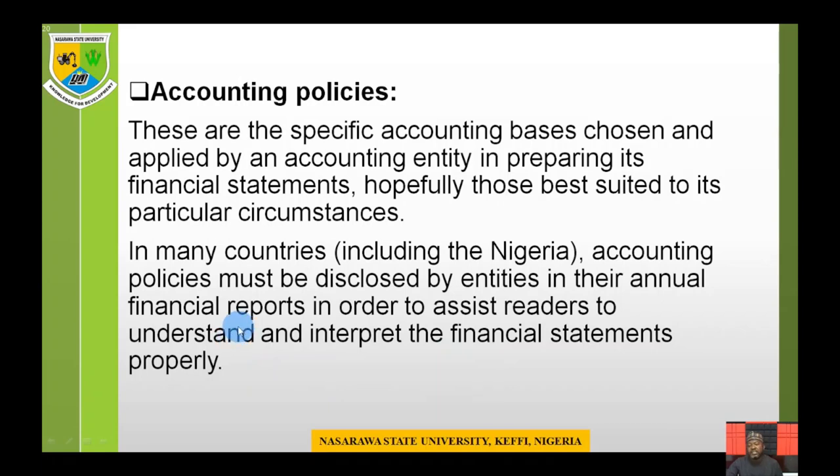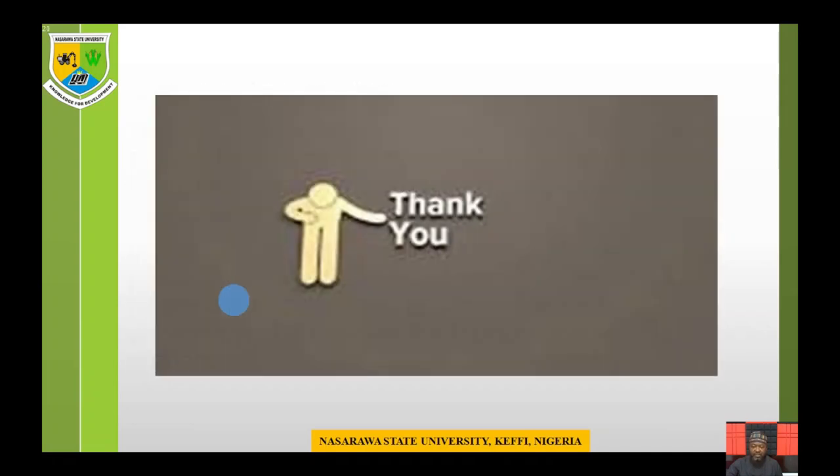Now, it is important that we have this at the back of our minds, that in addition to the concepts and conventions, we have standards, we have basis, and then we have accounting policies. These are issues that must be borne in mind if you are to practice accounting or go through accounting reports. You should be able to understand the principles or the basis behind the preparation of accounts that are made available to users for various decision making.